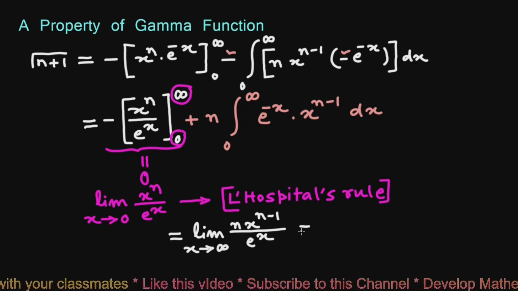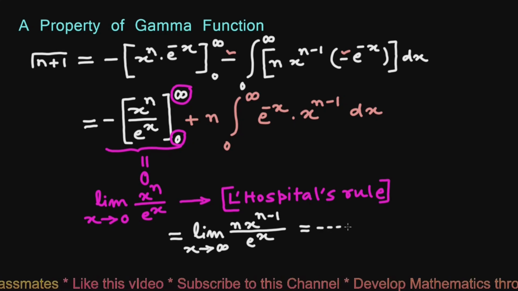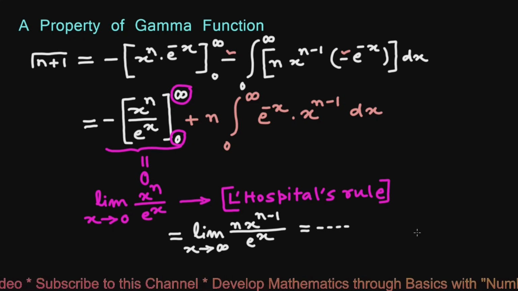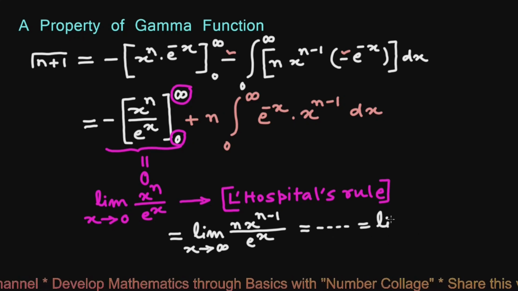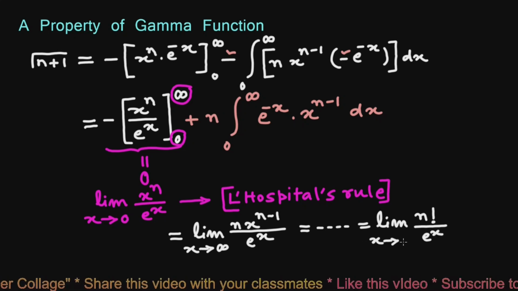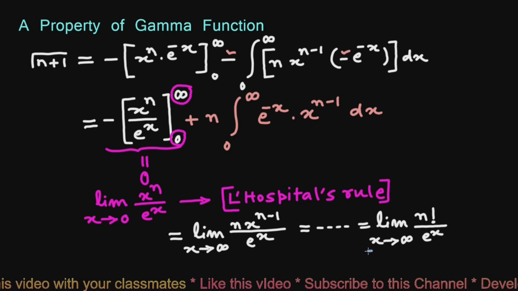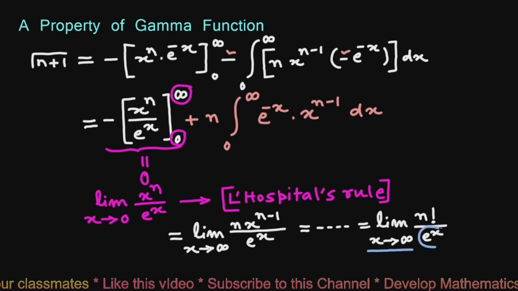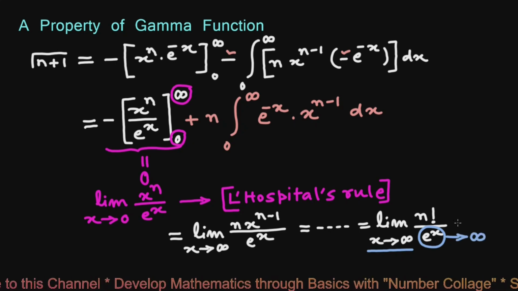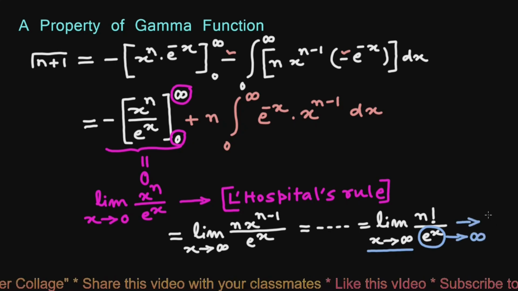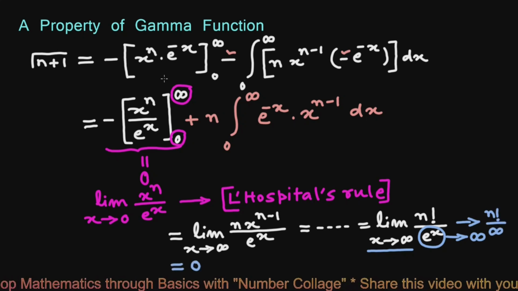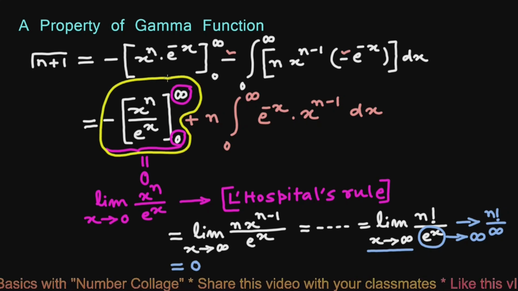We can go on finding derivatives of numerator and denominator and successive limits of them. We will finally get limit n factorial upon e raised to x as x tends to infinity. As x tends to infinity, denominator e raised to infinity will approach infinity, which will finally take this limit to n factorial upon infinity, that will be 0. So therefore value of this part will be 0.